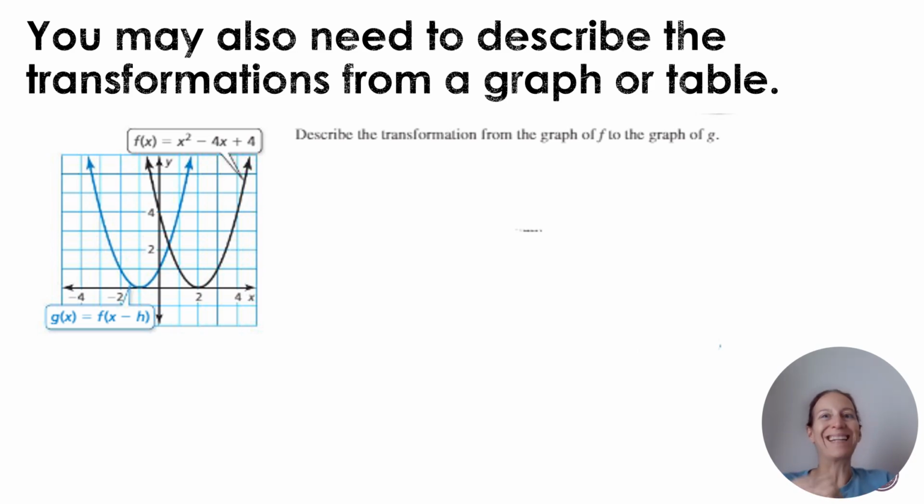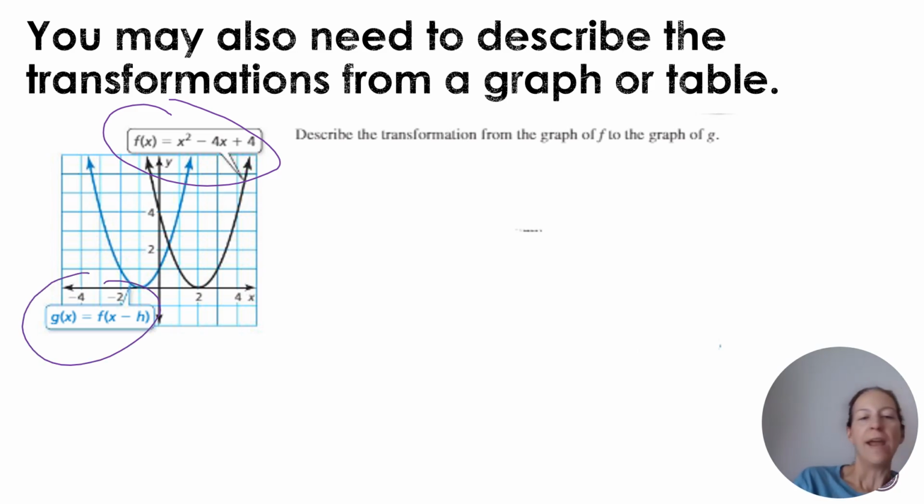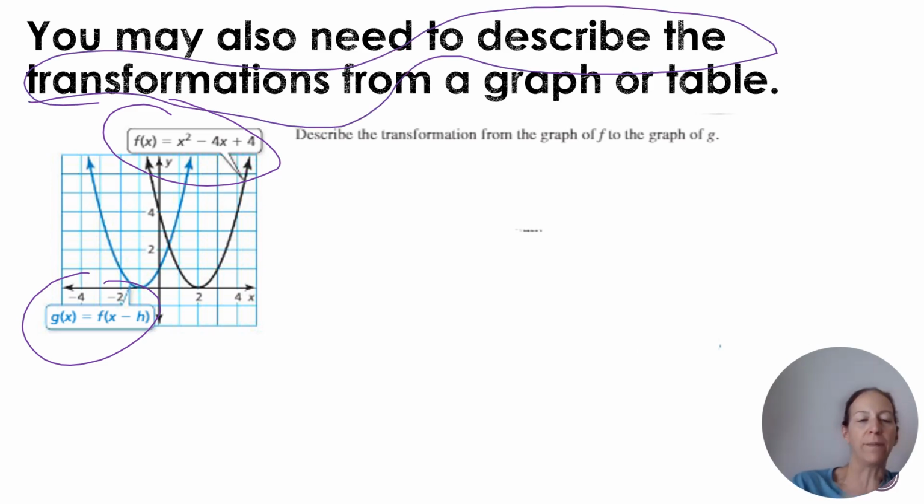You might be asked like that it is stretched, but you would not be expected to come up with the specific number that was used to stretch it, okay? So on this one, the original function is f, okay? So you look at the black one, and then you look at the blue one, and all you're being asked, again, is describe transformations. So did it go left, right, up, down, flip?